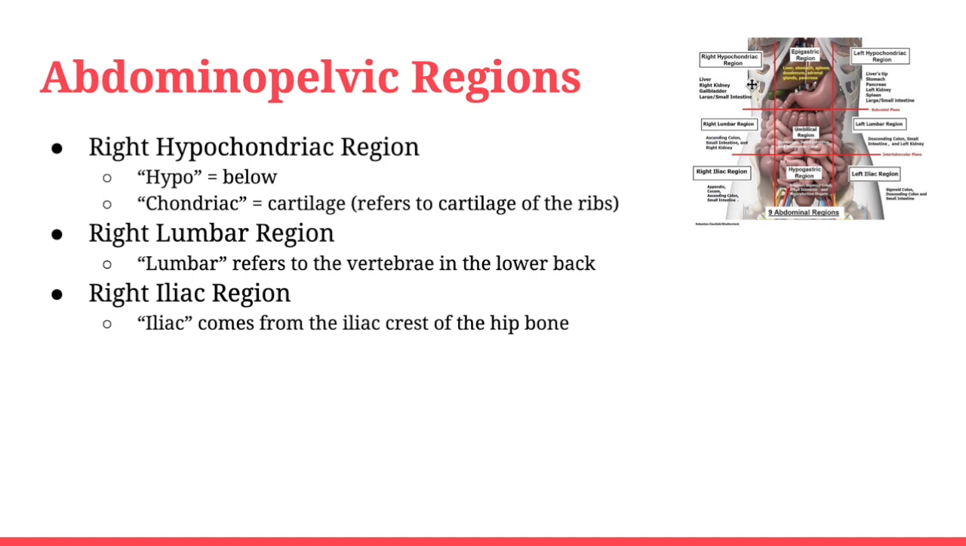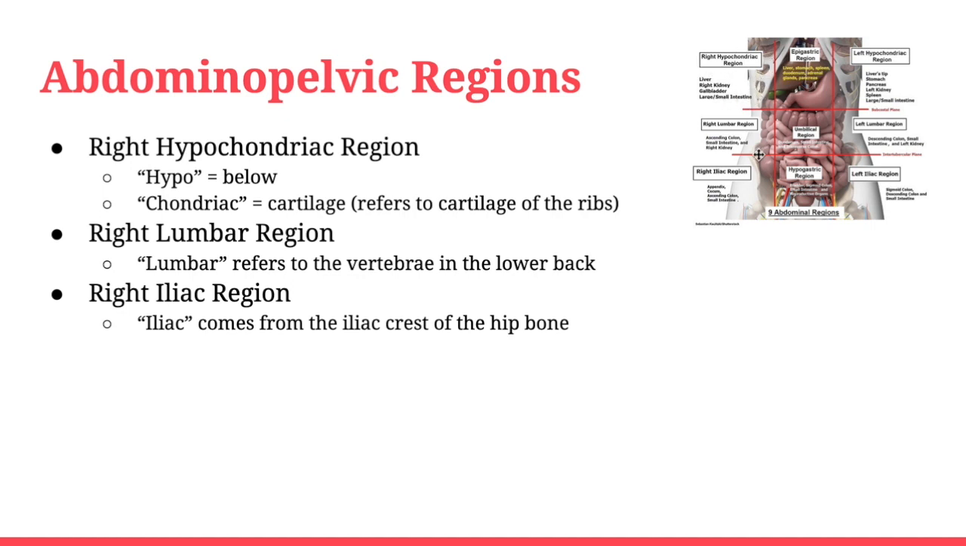The prefix hypo means below. So if you think of if somebody has hypothermia, that means they've been out in the cold too long and their body temperature has dropped pretty low. So hypo means below, as in hypothermia, below the temperature that you should be. So hypo again is below, and chondriac, that word refers to cartilage, and it refers to the cartilage that would be on our ribs right here. So below where the rib cartilage is, kind of where that name comes from.